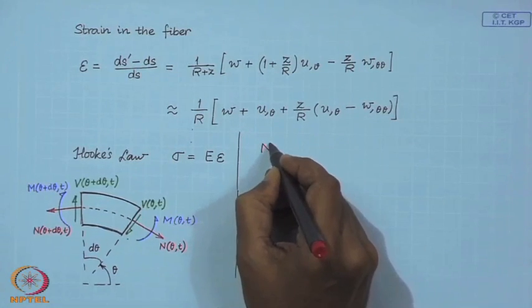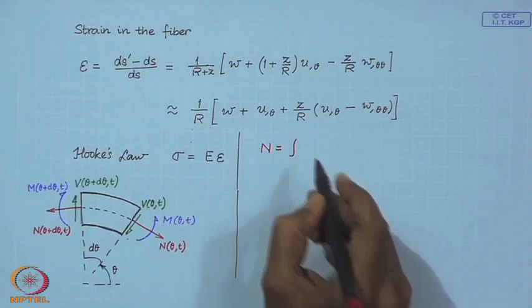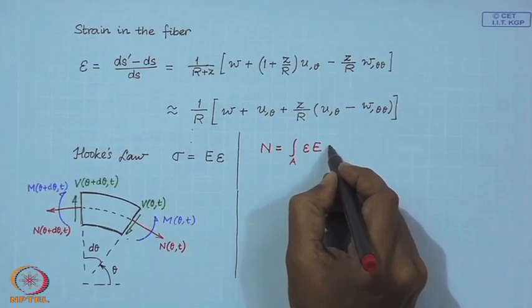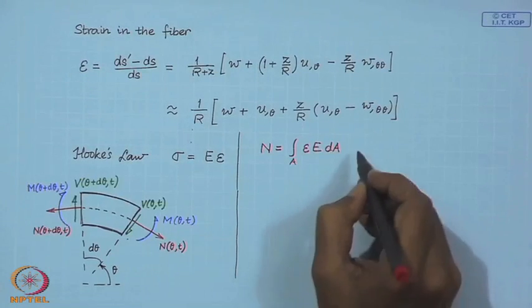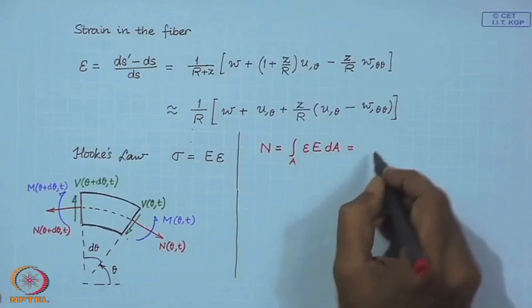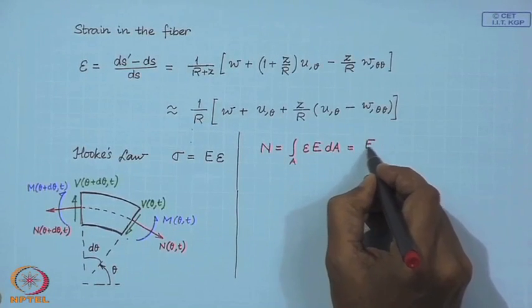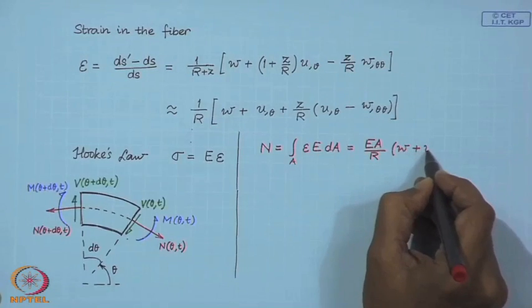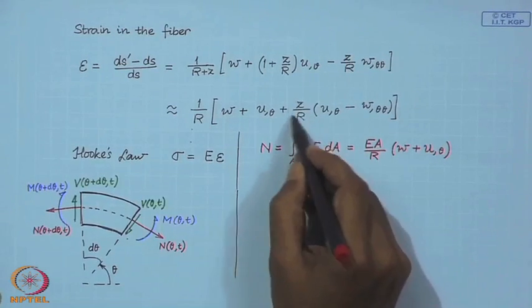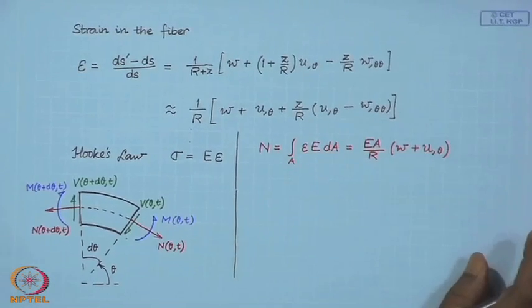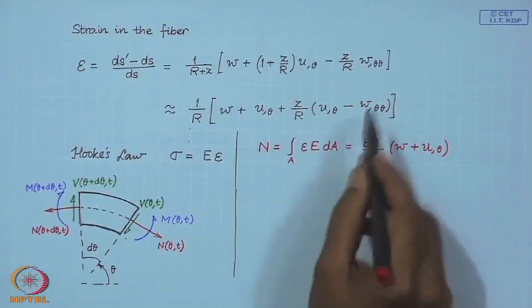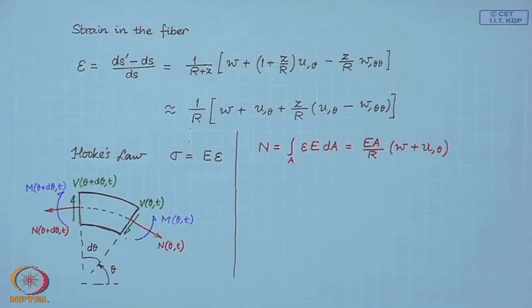So, n is nothing but the integral over the area of stress times the area, and if you substitute these expressions and calculate this, it turns out to be this. Since there is a z term here, when you integrate over the area, since this is already measured from the neutral fiber, this term will vanish. So, you are left with this. So, this is the expression of the normal force on the face.